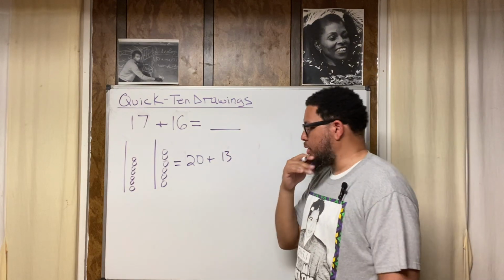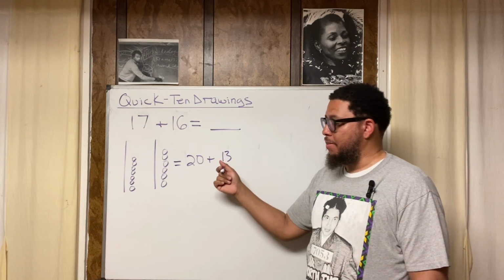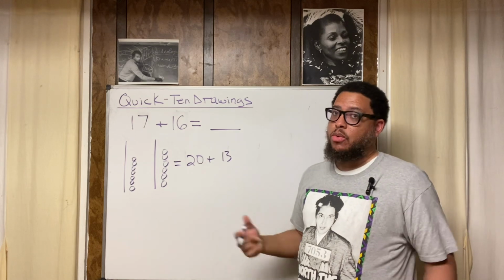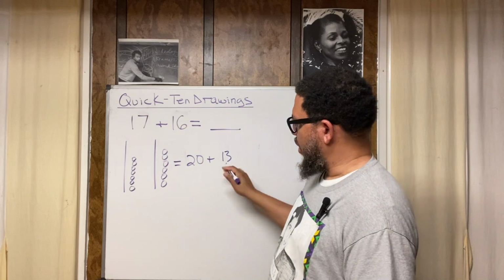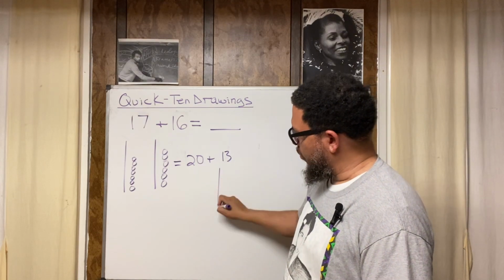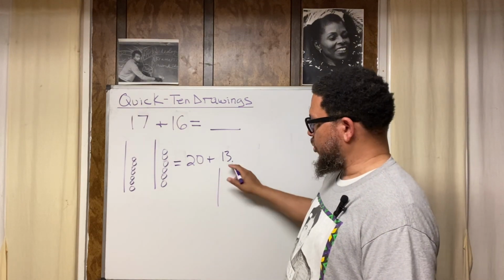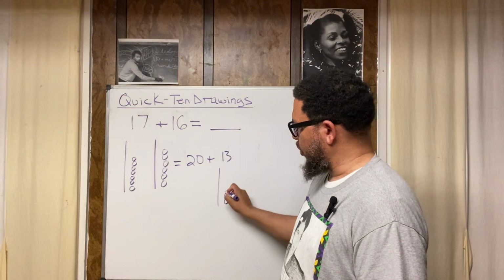Now, when I end up with an addend, my second addend, that is greater than 10, what I do is I do another Quick 10 drawing to break this down. So how many 10s do I have in here? I got 1, so I put a vertical bar. How many 1s do I have here? I got 3, so I put 3 circles.